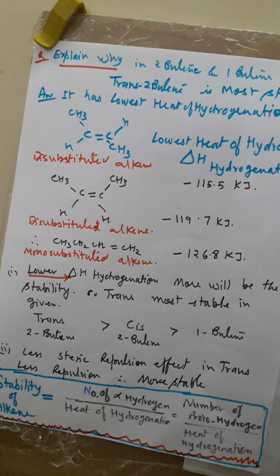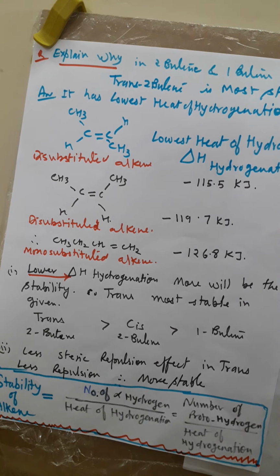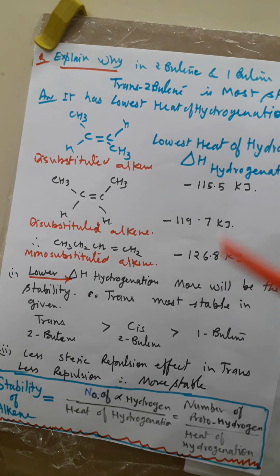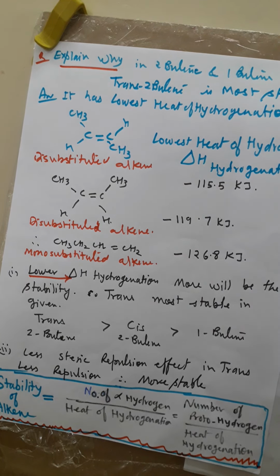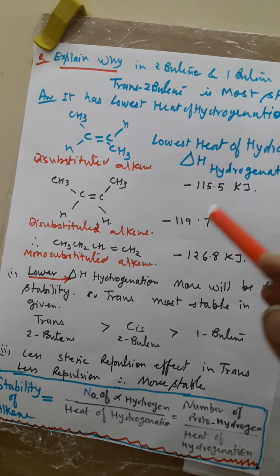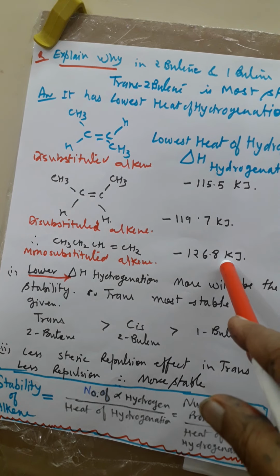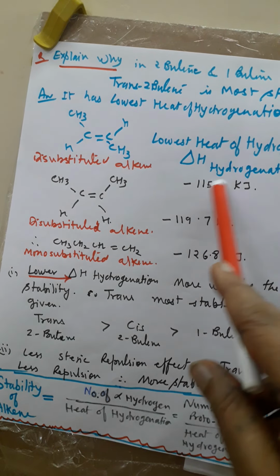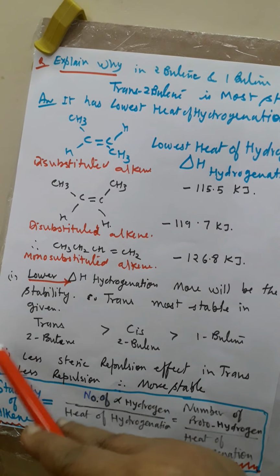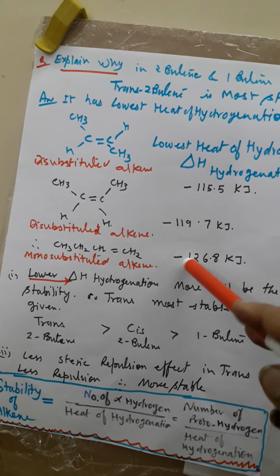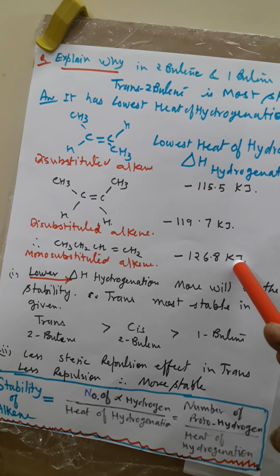Hydrogenation means hydrogen is added and alkane will be formed. This is an exothermic reaction and all of them will release some amount of energy, and this energy I have written. All of them will take only 1 mole of hydrogen and form the corresponding alkane. Now see here, 119.7 kilojoule different energy is released, so the one releasing less energy will be most stable. So trans-2-butene, then cis-2-butene and 1-butene, because of heat of hydrogenation.